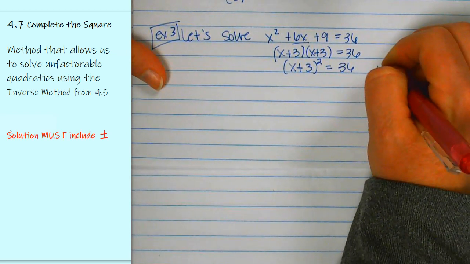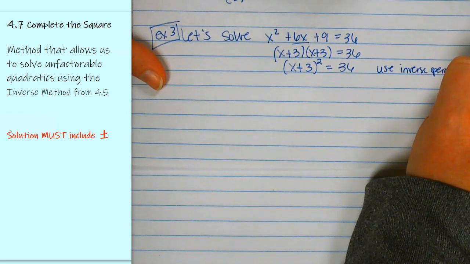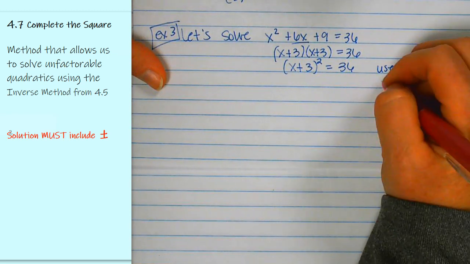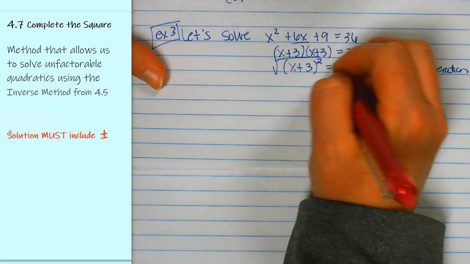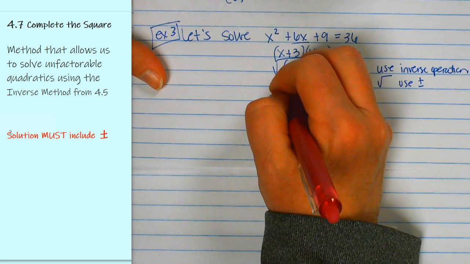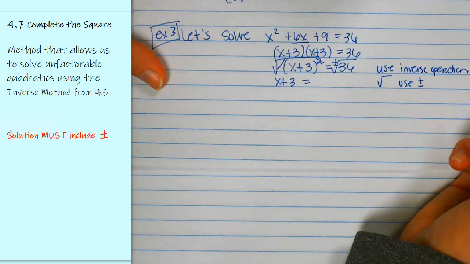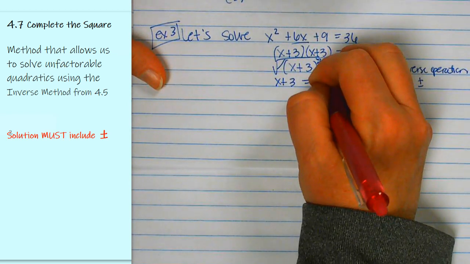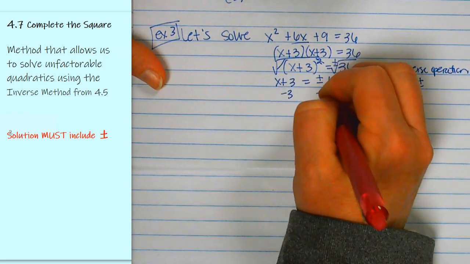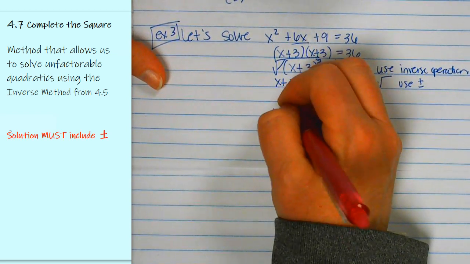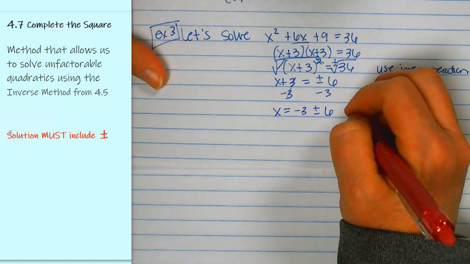So now we're going to use the inverse operation. We're going to take the square root of both sides. Part of taking the square root of both sides is we're going to use plus or minus. So the square root of this, plus or minus. That gives me x plus 3. Square and square root cancel. Plus or minus the square root of 36 is 6. I'm going to subtract 3 from both sides and say x equals negative 3 plus or minus 6. What does that mean?